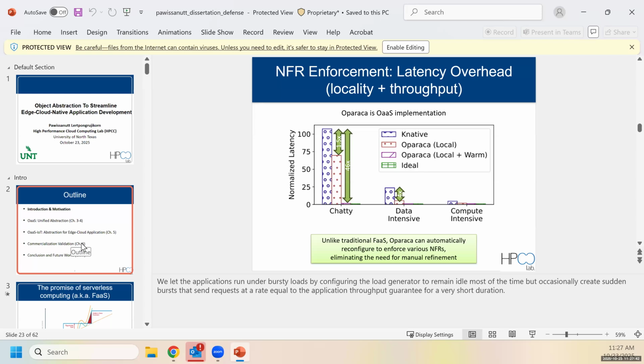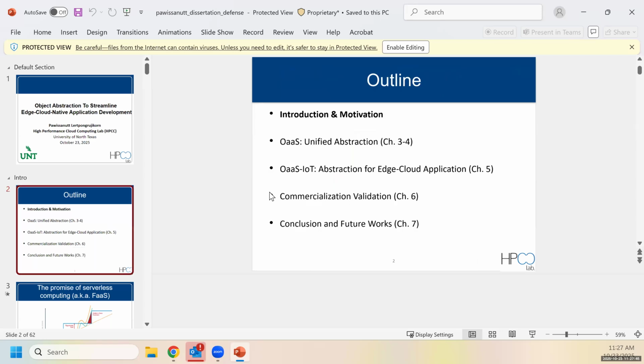And the last question: in the outline, you have chapter 3 to 4, chapter 5, chapter 6. You deliver the two main papers, one is the TC, another is the SOC. So which work corresponds to which paper? There are actually four papers already published: two conference papers and two journal papers. One is on chapter 3, and one paper is on chapter 4.